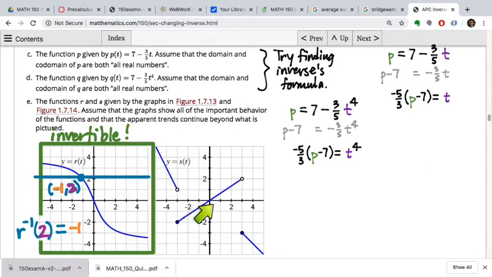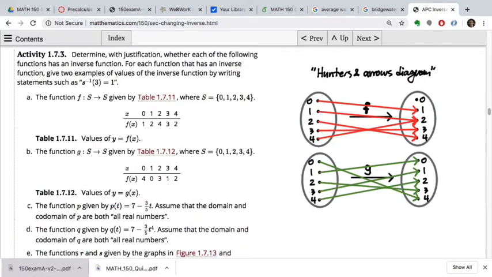What's an example of a horizontal line that meets this graph more than once? At -3, well, -3 is down there. Positive 2, well, positive 2, nudge it down a little bit. Yeah, in between 1 and 2, like y equals 1.5 or something like that. Right, that horizontal line is definitely meeting this graph twice. And so, not invertible, does not pass the horizontal line test. Okay, let's jump back to the data tables.